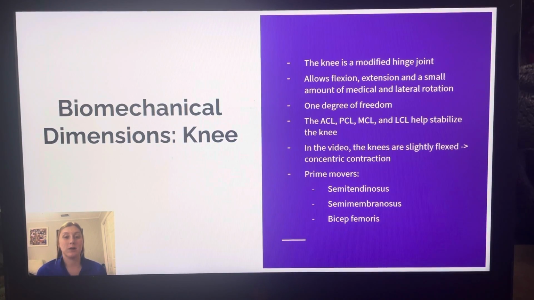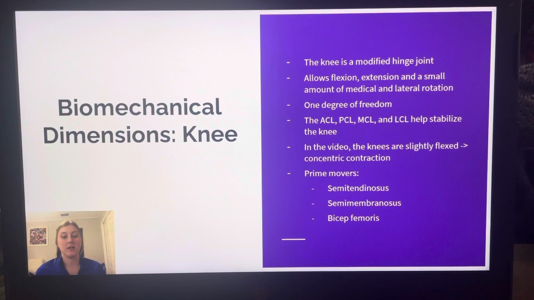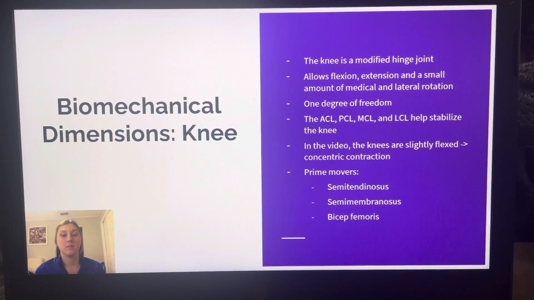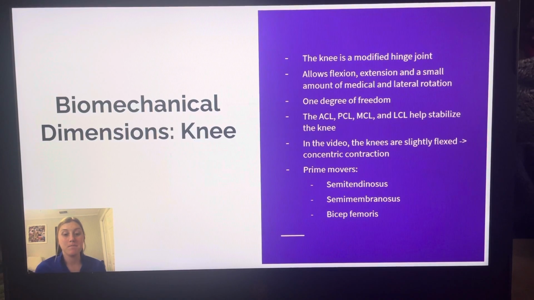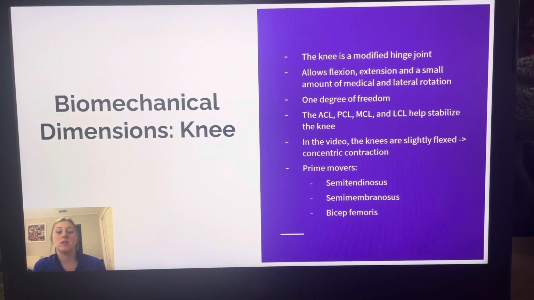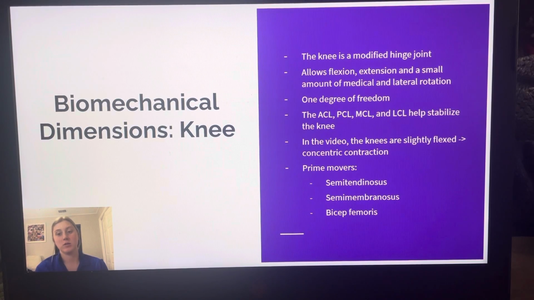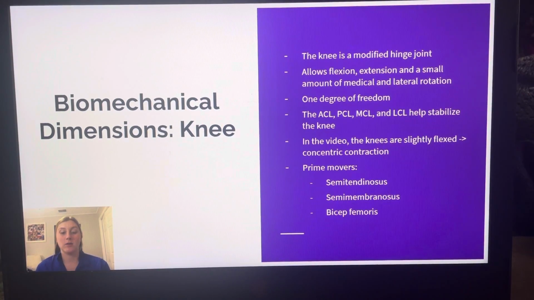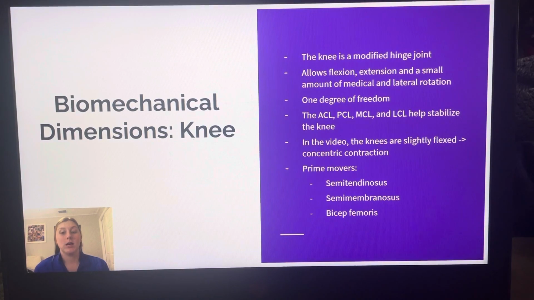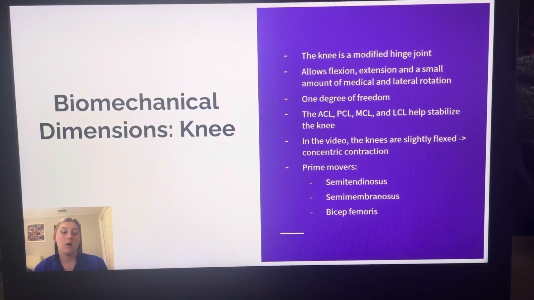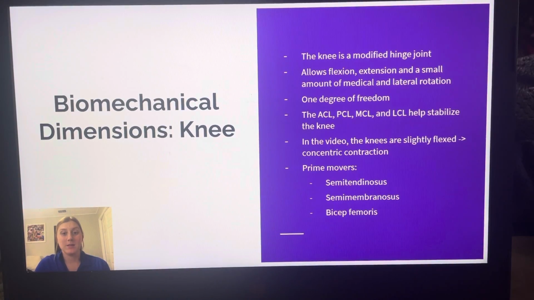The knee is a modified hinge joint, which allows extension, flexion, and some medial and lateral rotation. It has 1 degree of freedom. At the front of the knee joint, the patella acts as a fulcrum for the quadriceps group, providing increasing leverage and increasing strength. The ACL, PCL, MCL, and LCL help stabilize the knee in place.